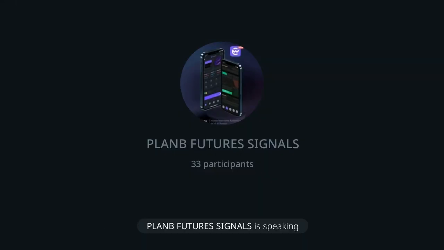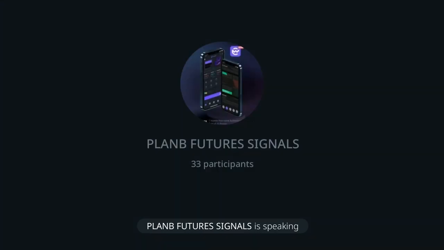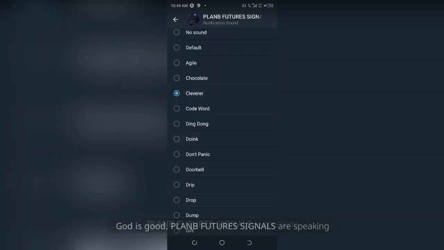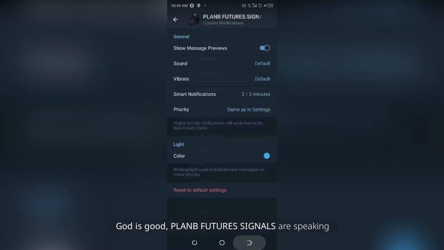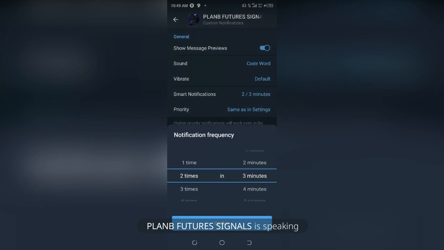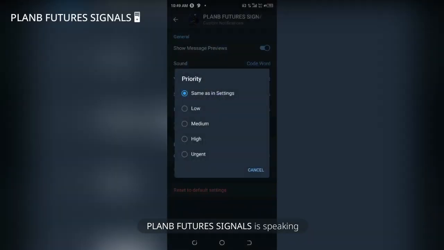Turn on show message previews, meaning that any message that drops here will pop up on your phone. Then sound, you can put sound. You pick any of the sounds you want to use. Then you might not open the vibration. Then smart notification, you can say 2 times in 2 minutes or in 1 minute as you want it. Then priority, then you can say urgent.